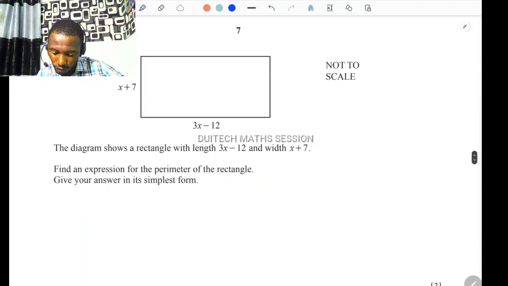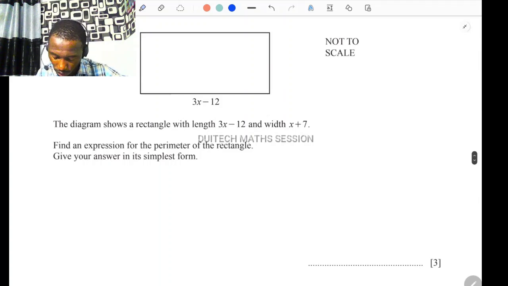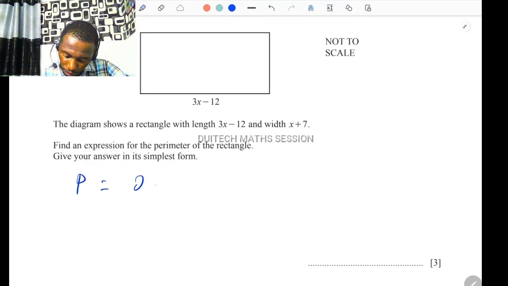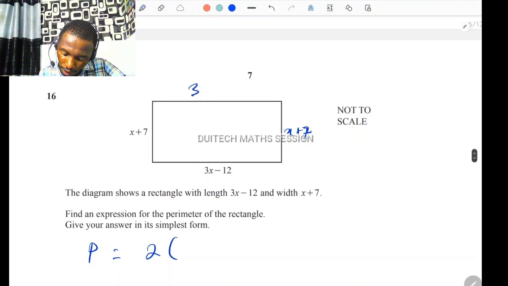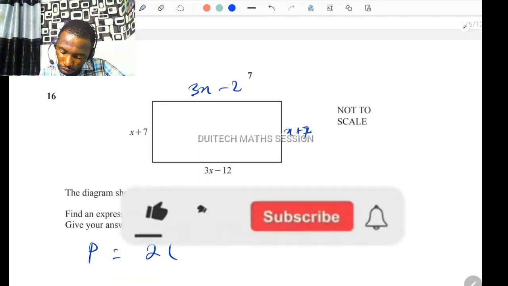Question 16 says we should find a perimeter, right? Find the perimeter. The perimeter is given as 2 in bracket, because we are adding. So if here is x plus 7, then the other one will be 3x minus 12.